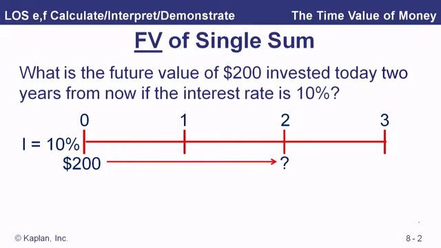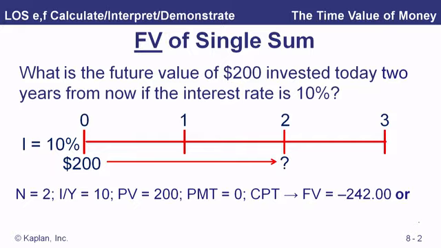10%? Well, here we're not given any compounding periods, and we've only got one number on the page, 10%, so we better use that. So what's going to be the future value of that $200 2 years from now at 10%? Well, here's the calculator solution.